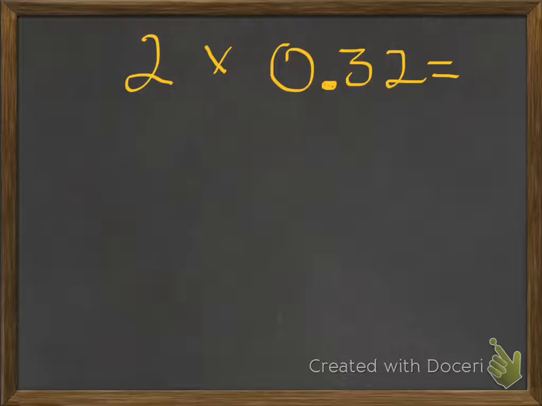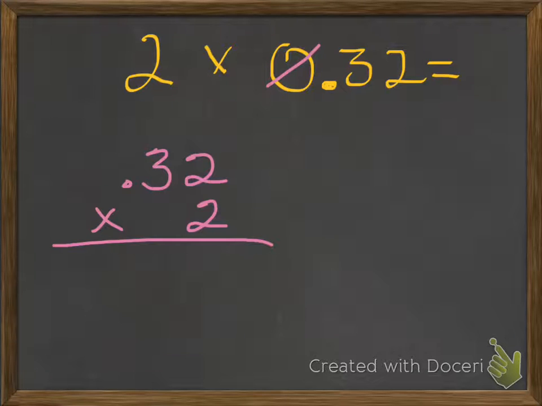Let's look at another one. 2 times 0.32. Go ahead and solve it, and then we'll check it. Okay, so 2 times 0.32, and I'm going to put 0.32 here at the top. I'm going to go ahead and get rid of that 0 before the decimal point, because I really don't need it. And I'm going to multiply it times 2. We're going to put that multiplication sign out to the edge, and then we're going to multiply.